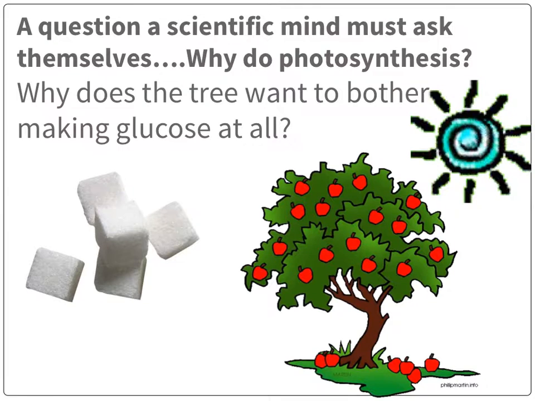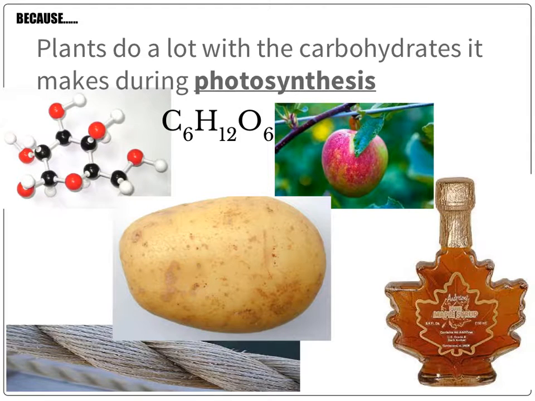So a question a scientific mind might ask themselves is, why do photosynthesis at all? Why does the tree want to bother making glucose in the first place? It's because plants do a lot with the carbohydrates they are making during photosynthesis. For example, the sugars can be combined in ways to make the following, such as this potato or this peach or apple, whatever that is, maple syrup, or even to make their bodies.